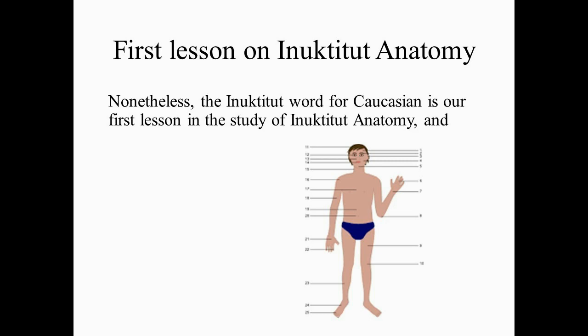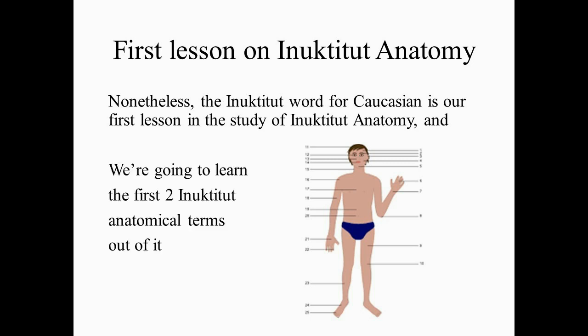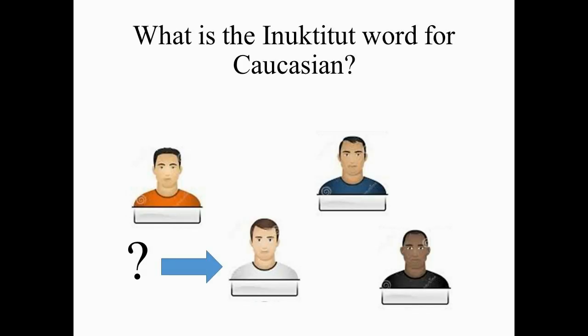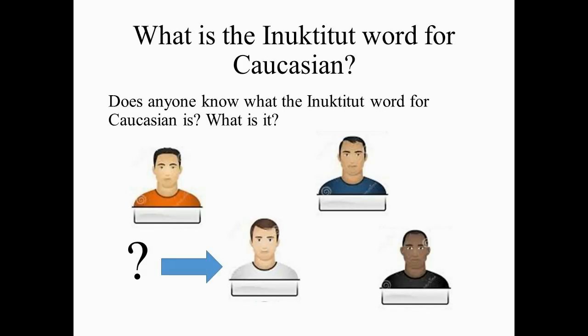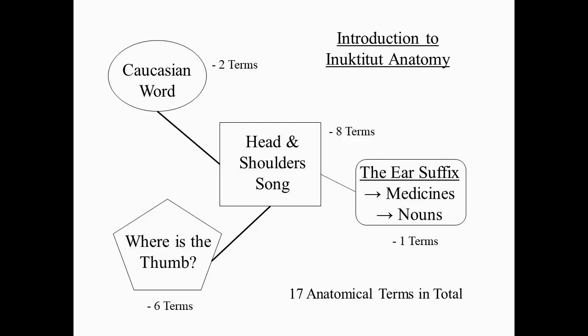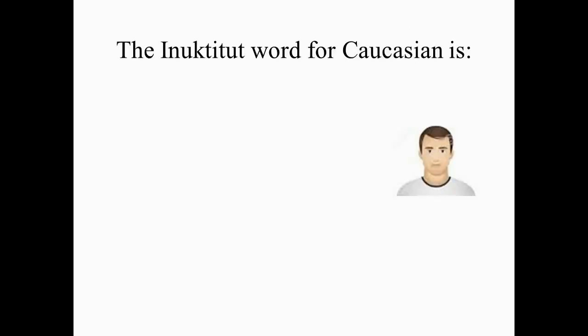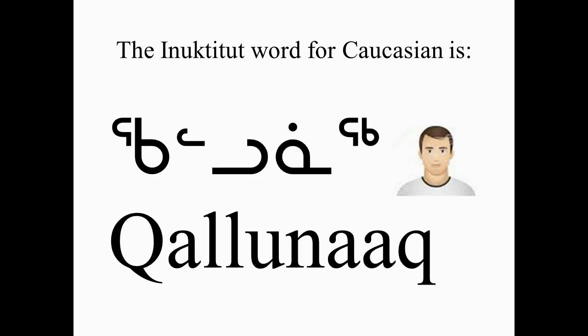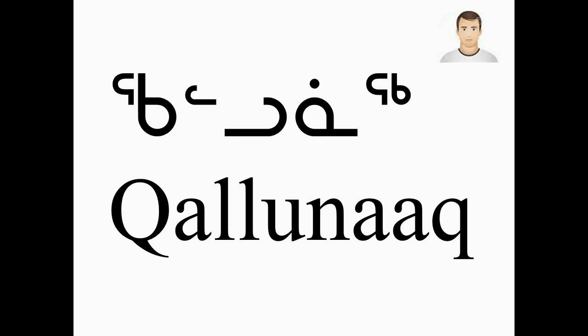Nonetheless, the word for Caucasian is our first lesson in the study of Inuktitut anatomy, and we're going to learn two anatomical terms out of it. Does anyone know what the Inuktitut word for Caucasian is? Yeah, what is it? Yes, exactly, you're correct. The Inuktitut word for Caucasian is kallunaq. Kallunaq.